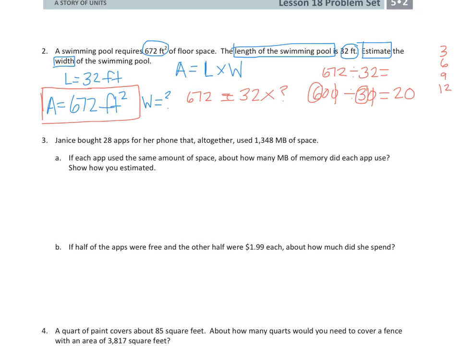So let's go ahead and write our sentence out as a statement. Here's our sentence that we can write. The width of the pool is, and make sure you have the word about, since we estimated, about 20 feet. And then we'll go ahead and drop down to another word problem to tackle.